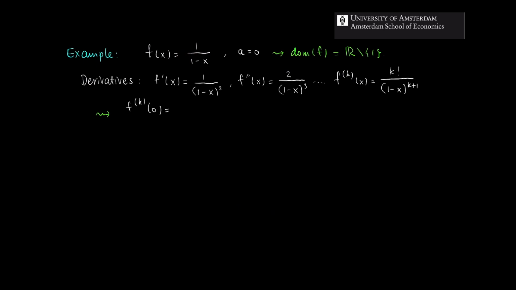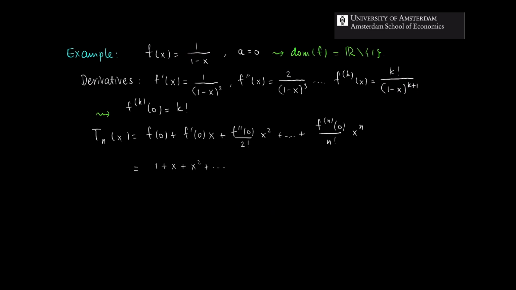We see that if we plug in 0, then we get 1 to the power k plus 1, which is just 1. So we get k factorial. So the nth order Taylor polynomial, which is defined as f(0) plus f prime(0) times x plus etc., plus the nth order derivative in 0 divided by n factorial times x to the power n, equals 1 plus x squared, etc., plus x to the power n.